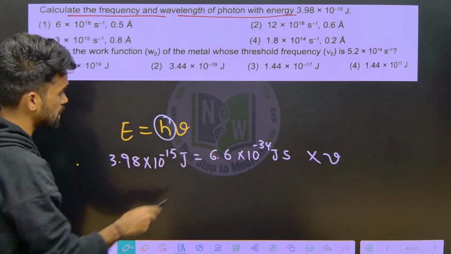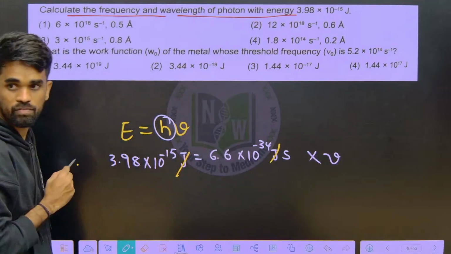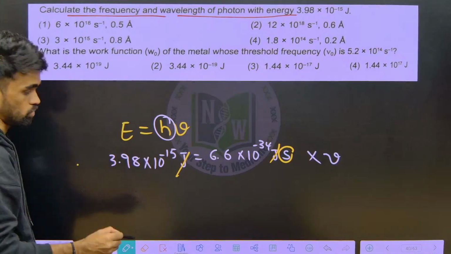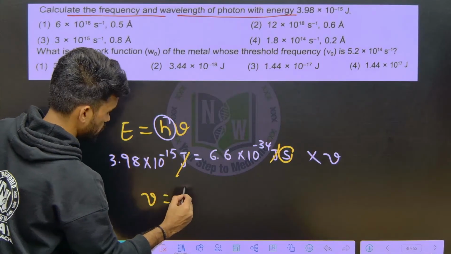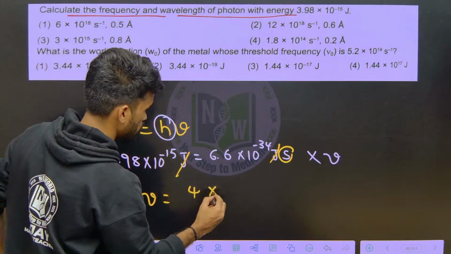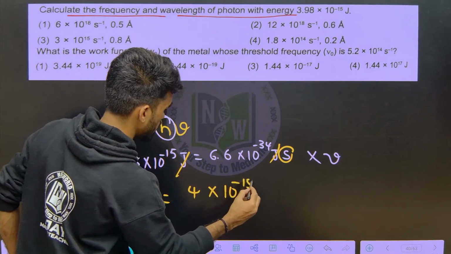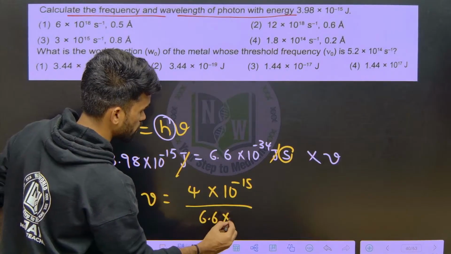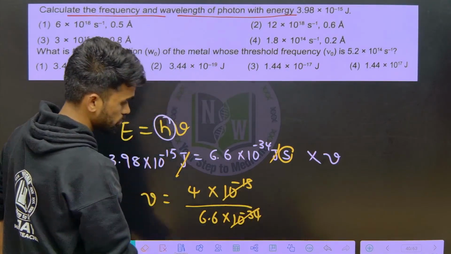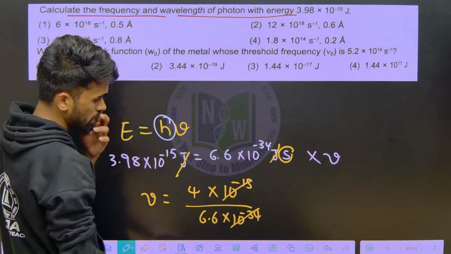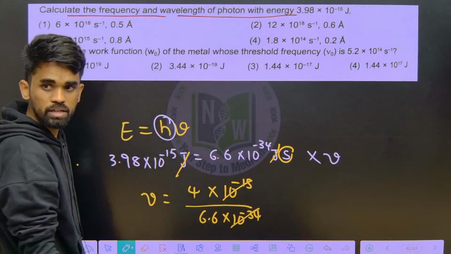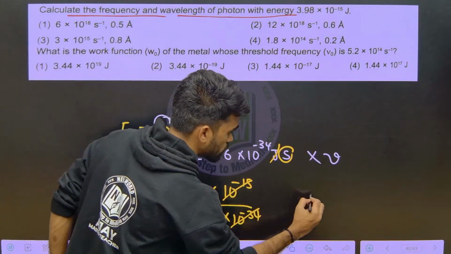See, joules got removed, so we can get our answer in terms of second inverse. So nu will be 3.98, I am taking it as 4, into 10 power minus 15 by 6.6 into 10 power minus 34. So this will be around how many times? See, if it is 35, remove 25 from that, so we will be getting 20. So it will be 19 now.